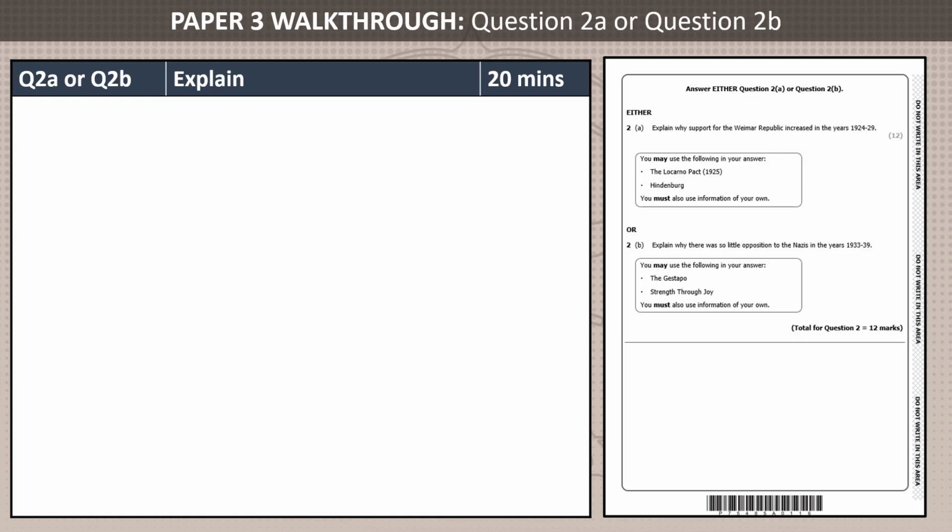Now the first thing we should do is to read the question really carefully, and we need to find the focus. This means what we're being asked to explain and the time frame. So if we look at the first example here, the focus that we're being asked to explain is why support for the Weimar Republic increased. And the time frame is 1924 to 29, so the golden years of the Weimar Republic.